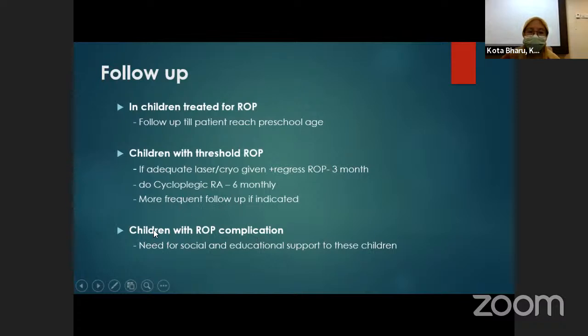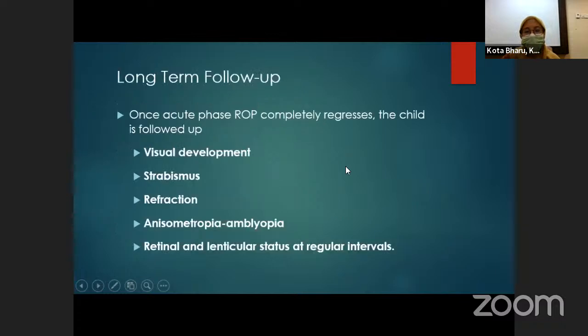However, for unfortunate children with complicated ROP, there is a need for social and educational support. In long-term follow-up, we look at visual development, visual acuity, the refractive status, presence of any strabismus, or the presence of anisometropic amblyopia, or any retinal and lens status.